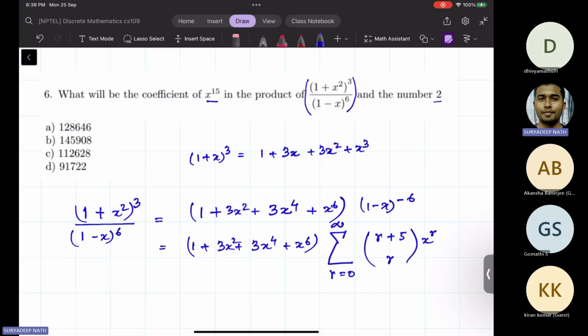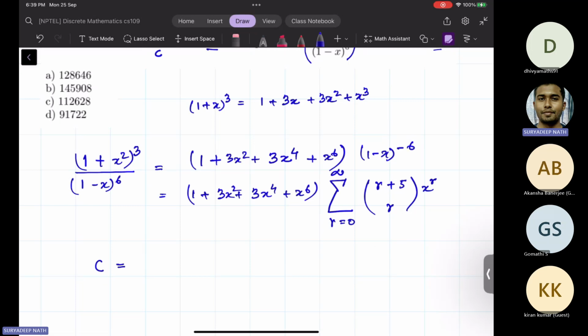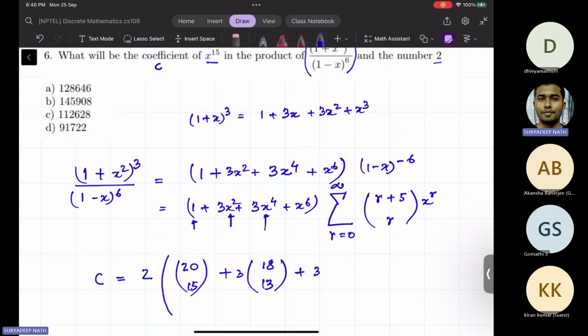Now they are asking us to find the coefficient of x to the power 15 into 2. So let us call it c. So c is basically 2 times something. If we choose the first term, we are looking at r equal to 15, so we have 20 choose 15. Then if we consider the second element, x to the power 2, we'll have to consider r as 13, so we'll have 18 over 13. And if we choose the third one, we'll consider r as 11, because 15 minus 4 is 11, so it would be 16 choose 11.